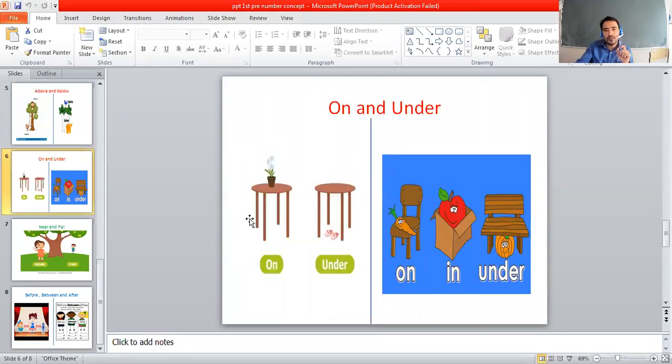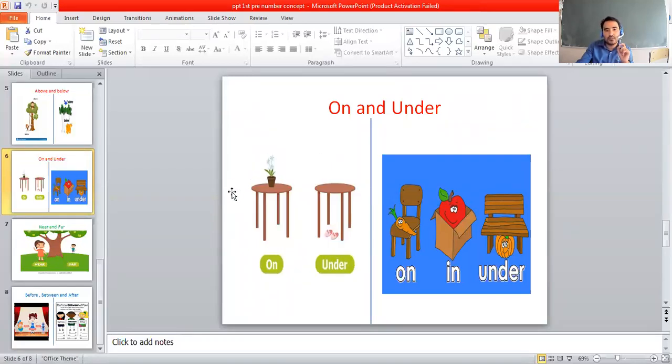Now here, on and under. Look at the first picture. The flower pot is on the table. The flower pot is on the table. Next, another one: the slippers are under the table. Look at that, the slippers are under the table.